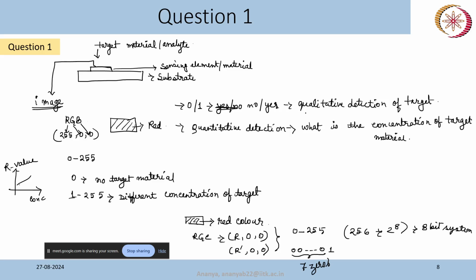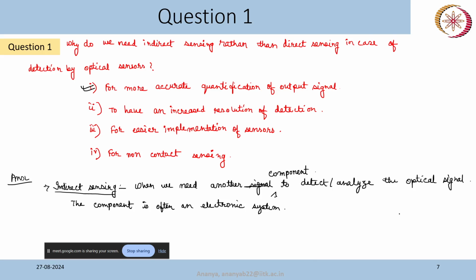In case of direct sensing, it is either 0 or 1. So the difference is 0 and 1. You only get 2 states, but here you can get 2 to the power 8 states. That means your overall resolution is increased. So this is one advantage of using indirect sensing. So this is also true.